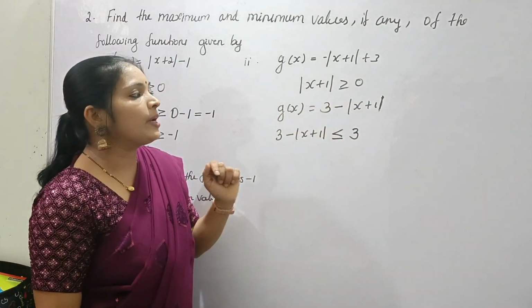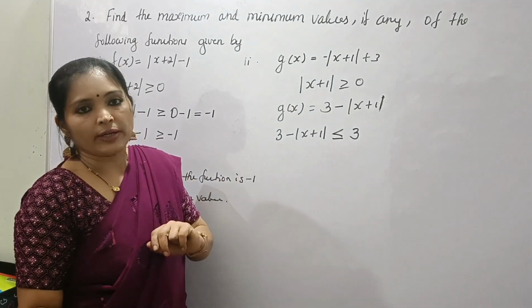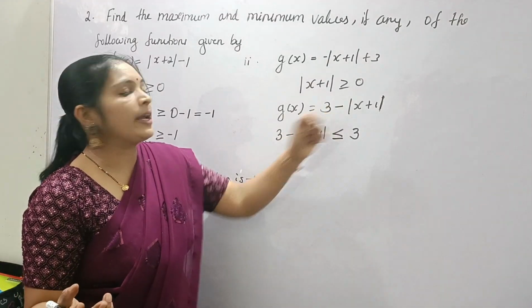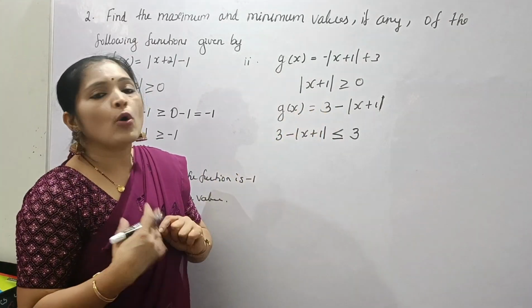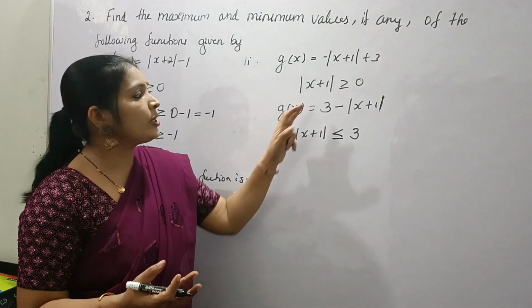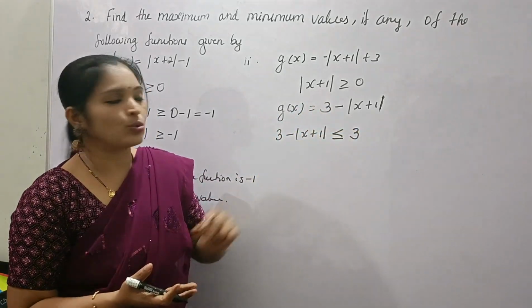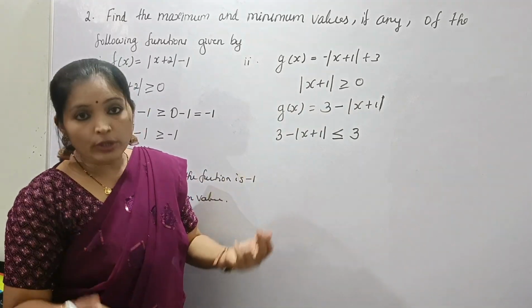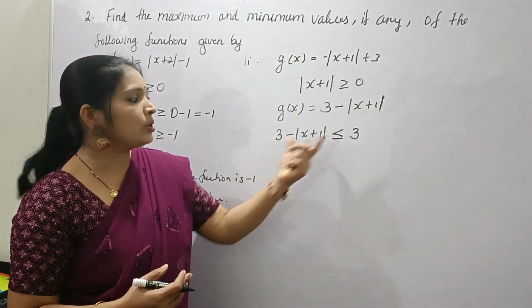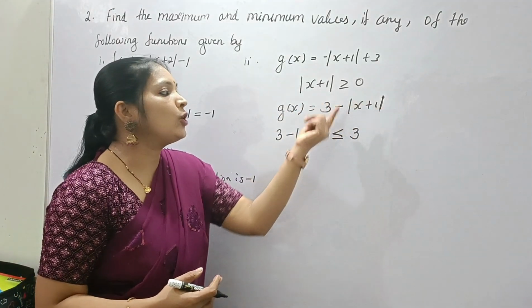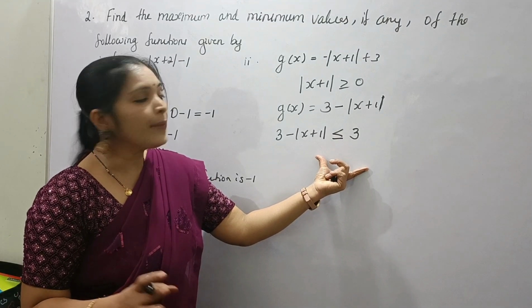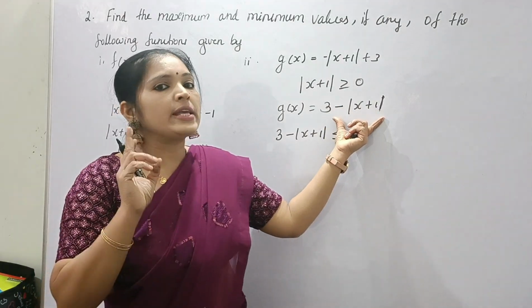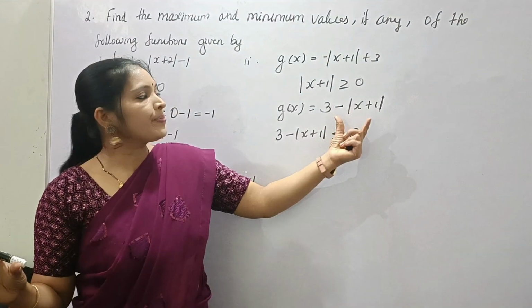Right. See, for example, if modulus x plus 1 is equal to 1, it will be 3 minus 1. Suppose modulus x plus 1 is 5, so it will be 3 minus 5, that is minus 2, which is also less than 3. If modulus x plus 1 is equal to 0, then it will be 3. So that's why it is less than or equal to 3, since modulus x plus 1 is greater than or equal to 0.